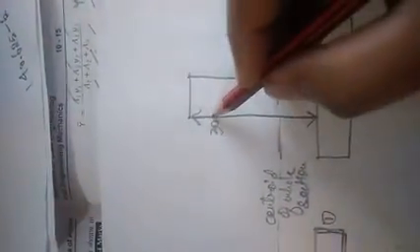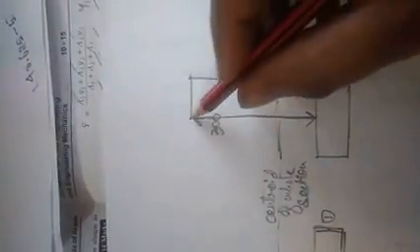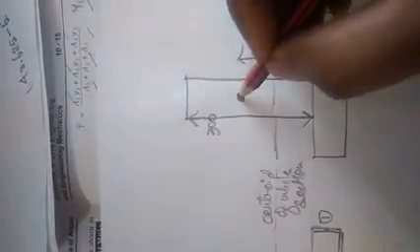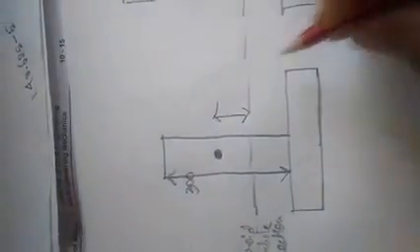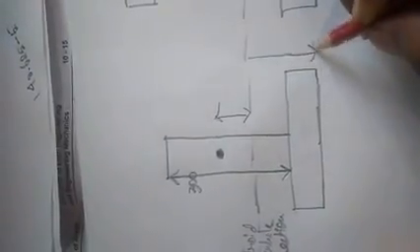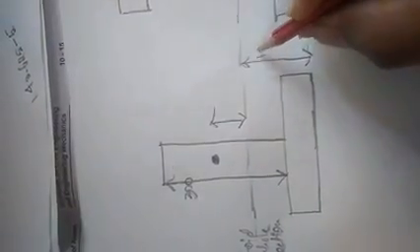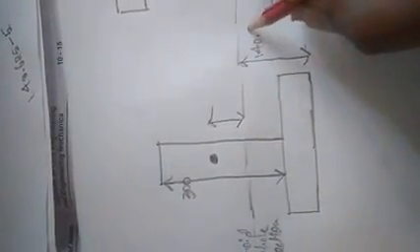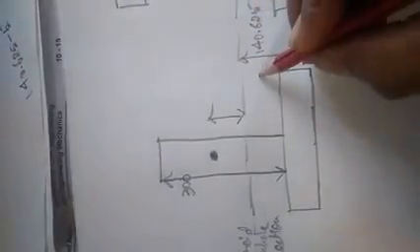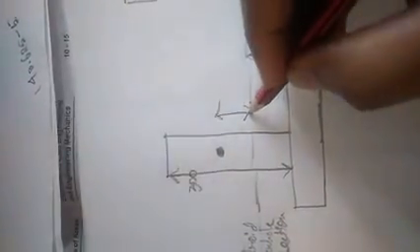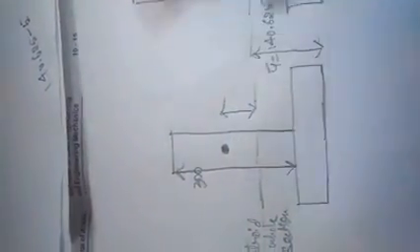Same way, see here, from here to here the length is 300, so the centroid will exist exactly at 150. But what is this length? Here is the reference axis, and from the base to the centroidal axis, that is y bar, is 140.625. This is y bar. From here to here, what is the distance?